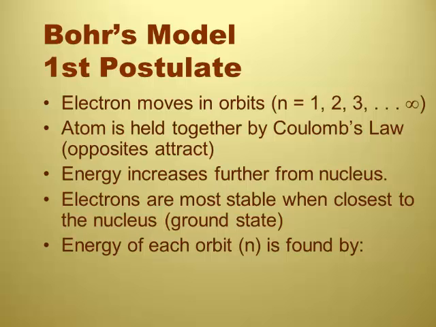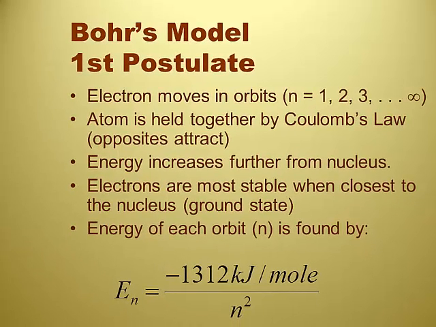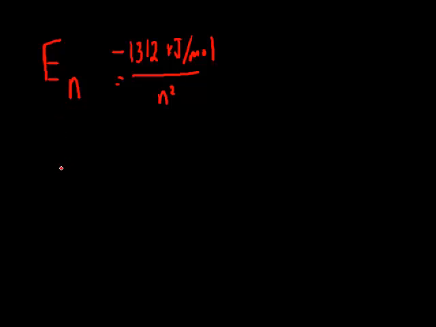The energy of each orbit is found by calculation. You can see here the energy of n, which is the energy of the orbital, is equal to negative 1,312 kilojoules per mole divided by n squared, the number of the orbit squared. All right, so here's our equation. If we're going to do the energy of the first energy level, so E sub 1, you do the math.